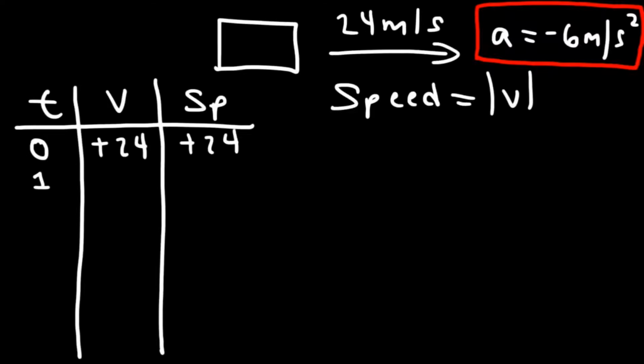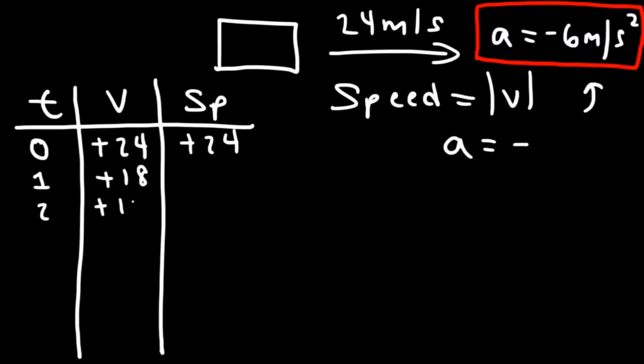Now 1 second later, we'll have the new velocity. The acceleration is negative 6. And recall that if acceleration is negative, the velocity would decrease. So it's going to be 18. So 24 minus 6 is 18.